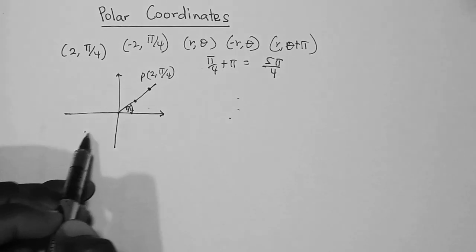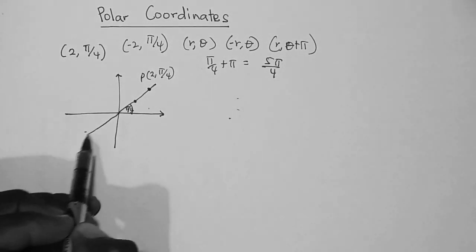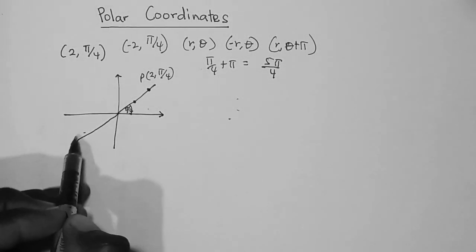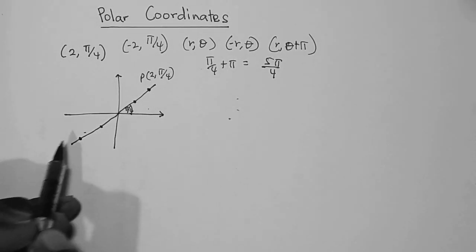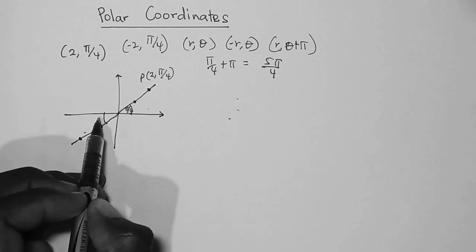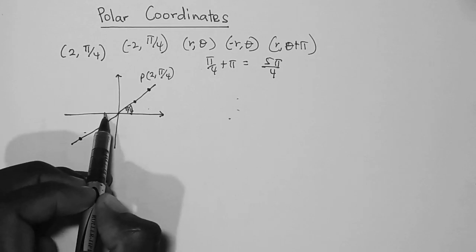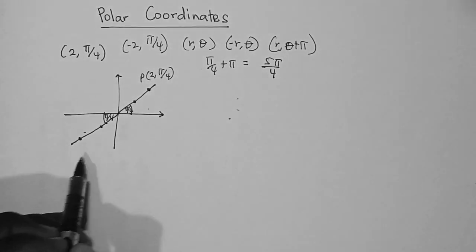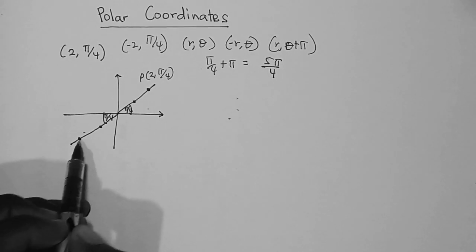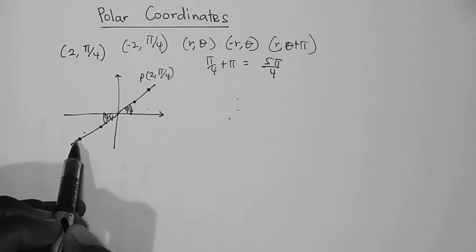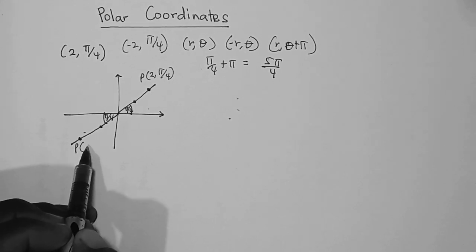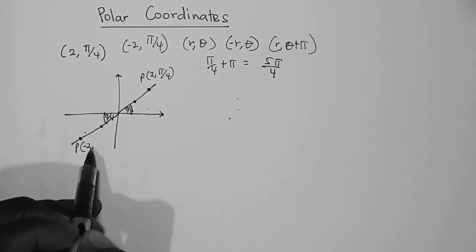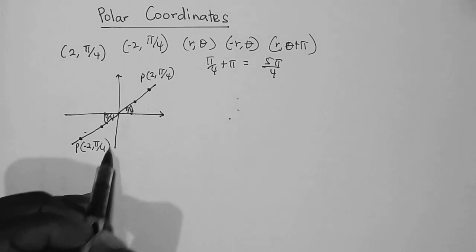And 5 pi over 4 is in this quadrant. So here is 1 unit, and this is 2 units. So this place will be pi over 4. And so this is the point, let's say P given as (-2, pi over 4).